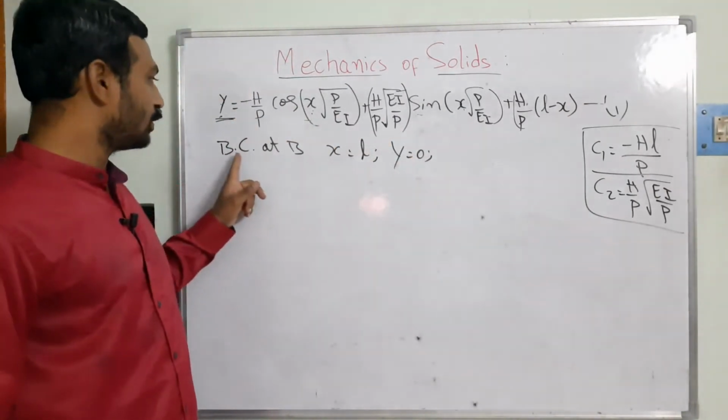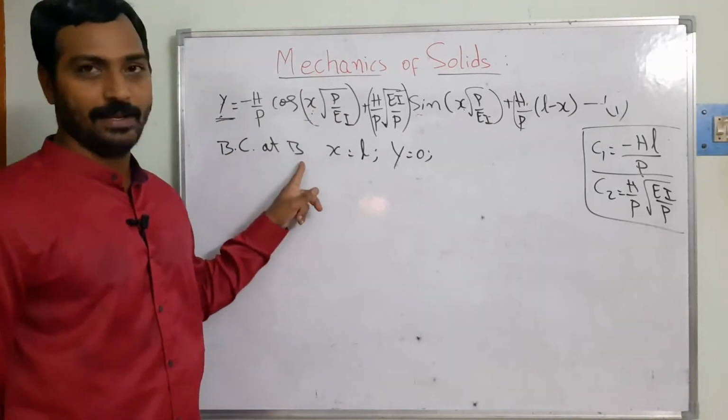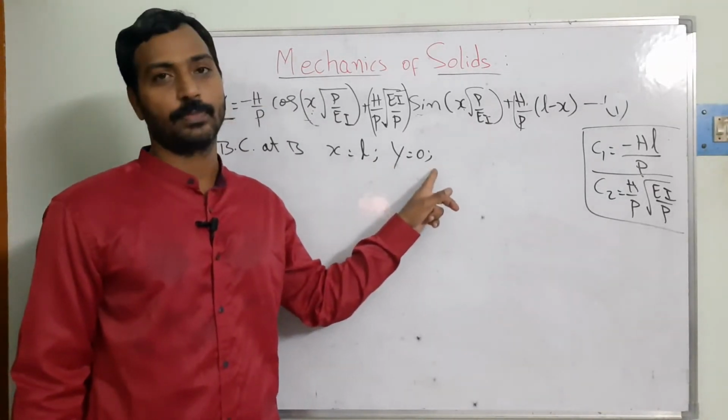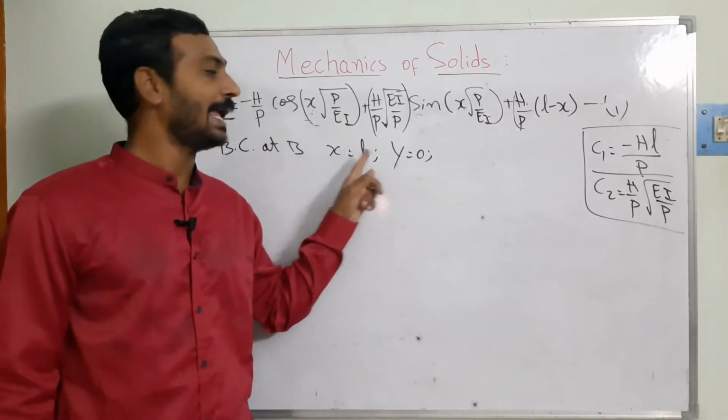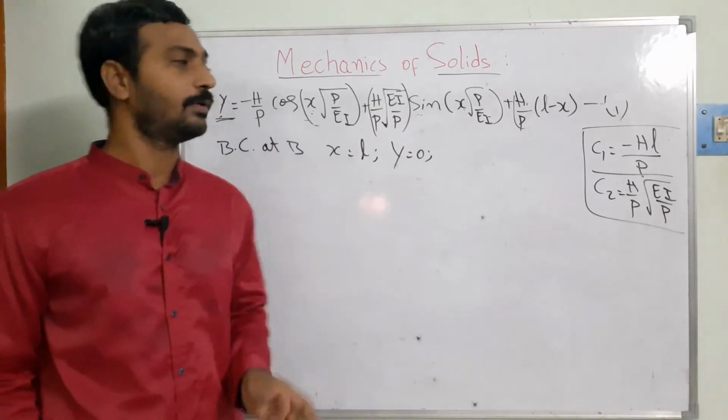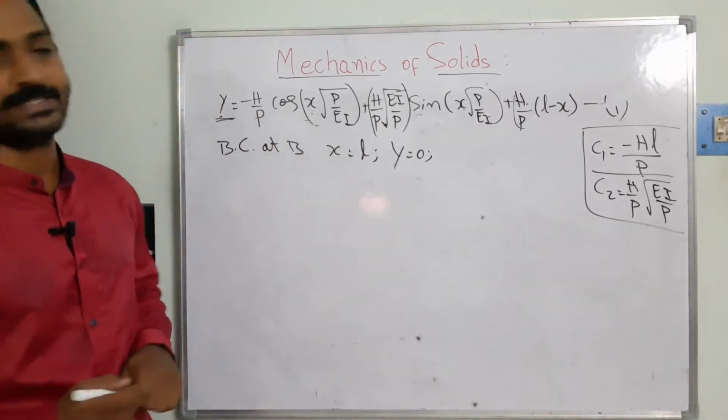Now I'm going to be introducing the boundary conditions at B. We know x will become L and y becomes 0, the total length. Here y is equal to 0, it means that the deflection at the point B is 0. Now I'm going to be substituting in this equation.